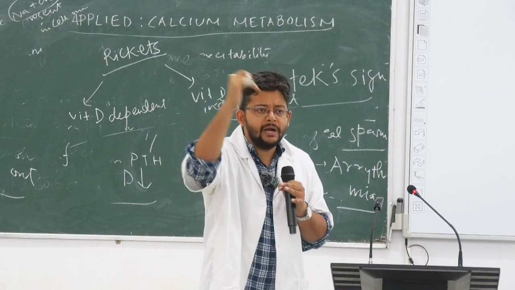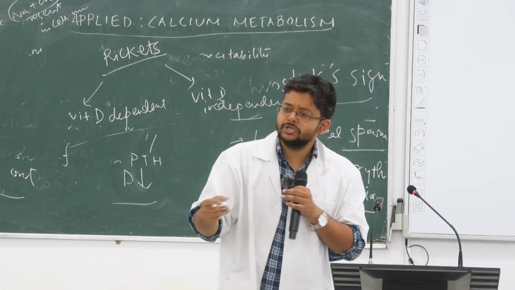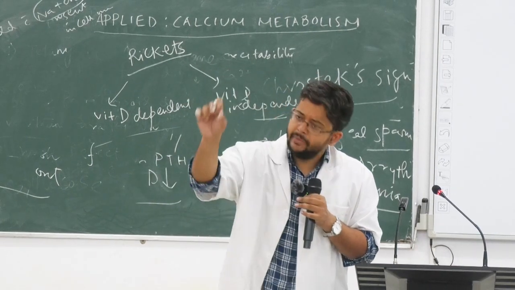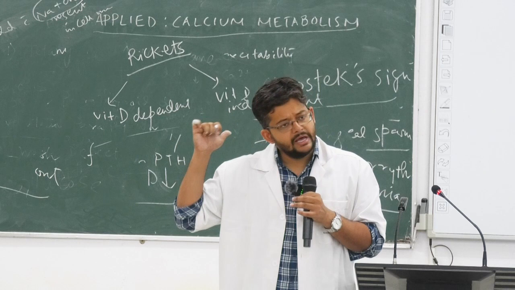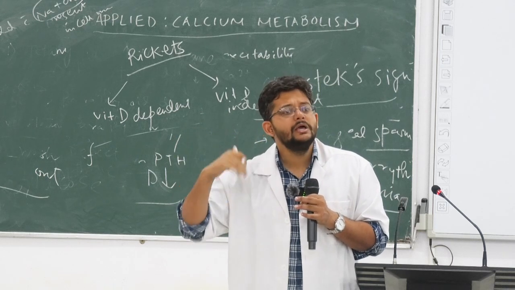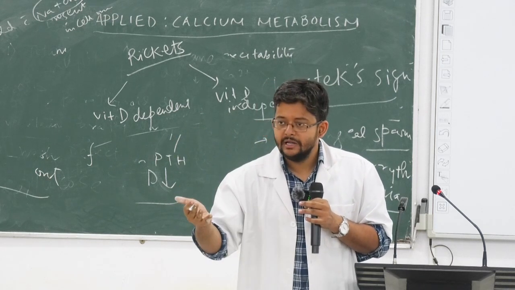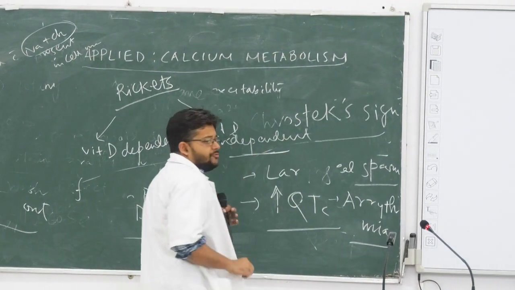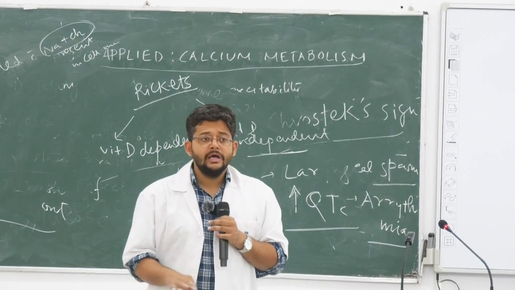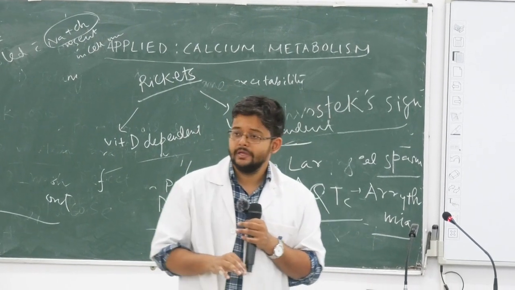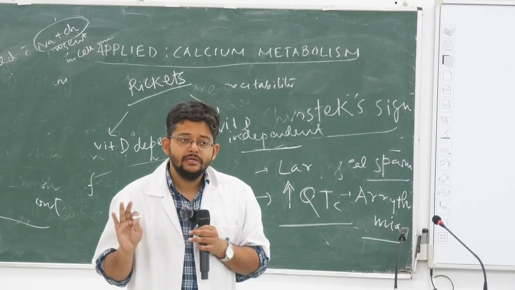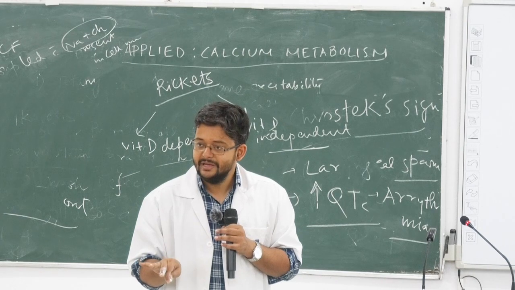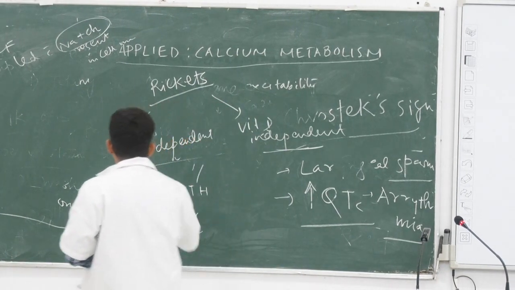Now vitamin D dependent rickets means he or she is not getting enough vitamin D. So if you give vitamin D to this patient, their rickets or their problem will be solved. That is vitamin D dependent. What is vitamin D independent? In vitamin D independent rickets, the vitamin D level is okay, but still rickets is happening because there is a problem in the receptor.